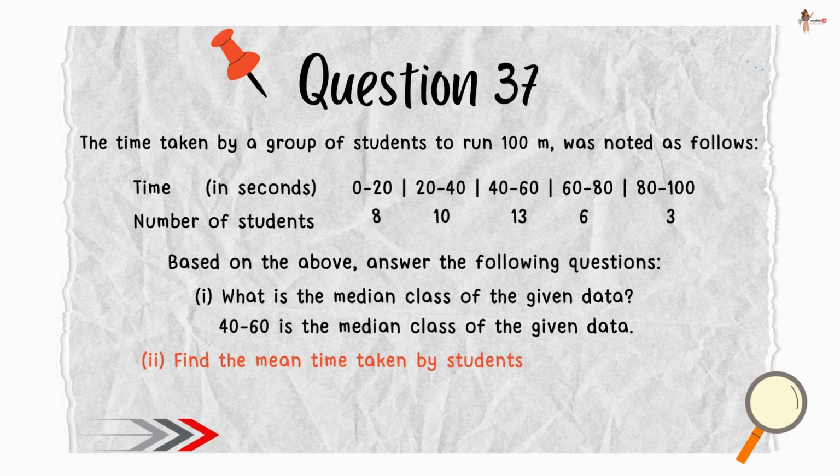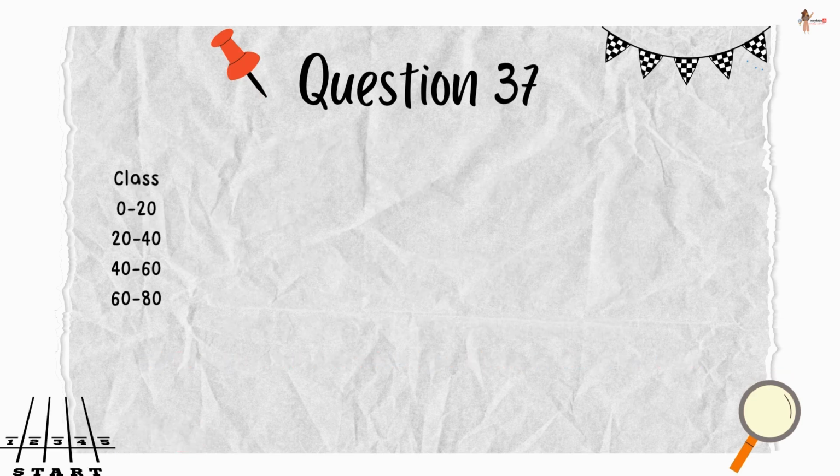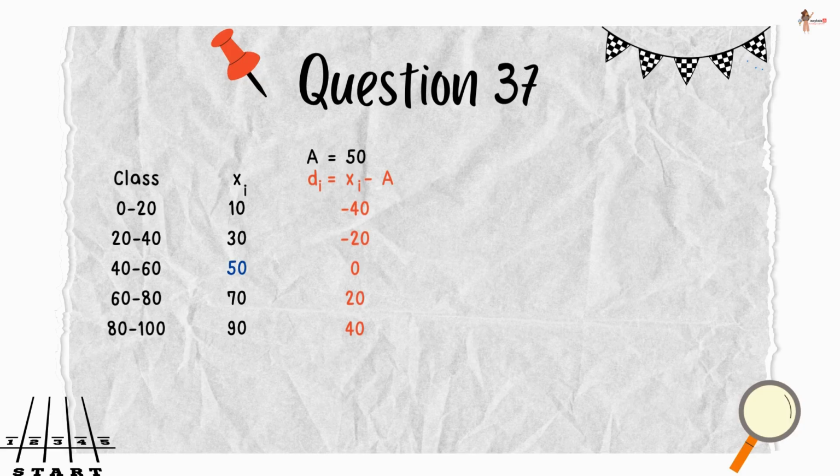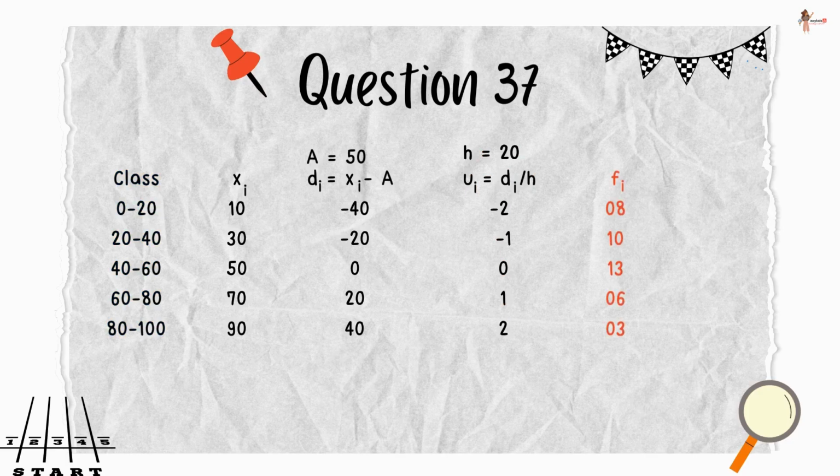Find the mean time taken by students to finish the race. These are the class intervals. This is the class mark. Let's take A as the middlemost term, which is 50. di is xi minus A, and ui is di upon h. This is the frequency which is given.